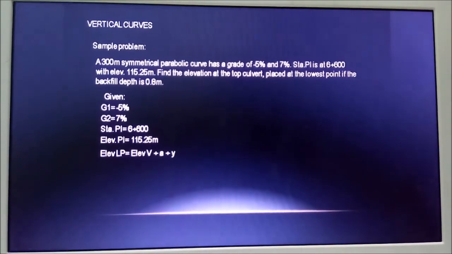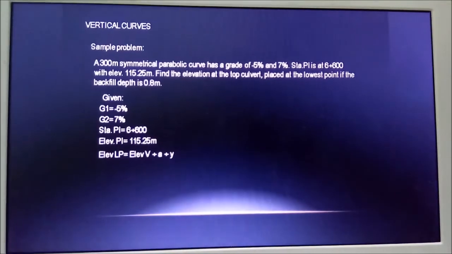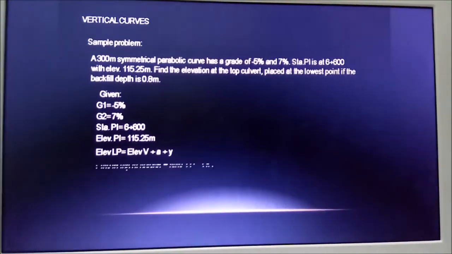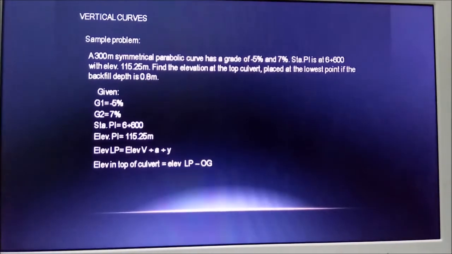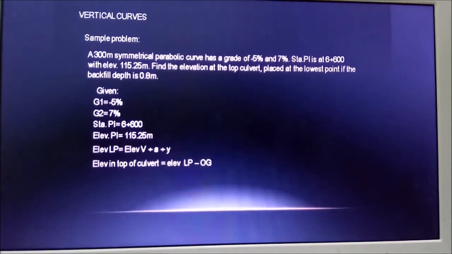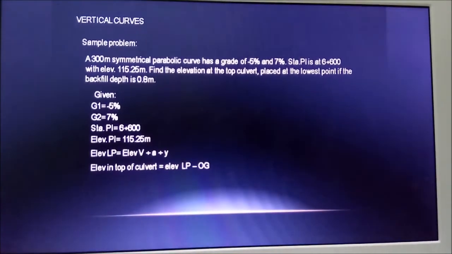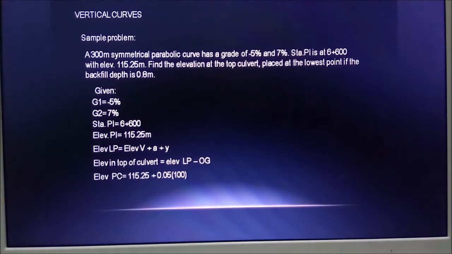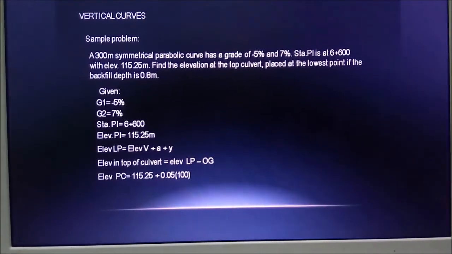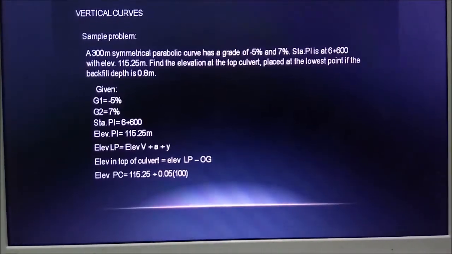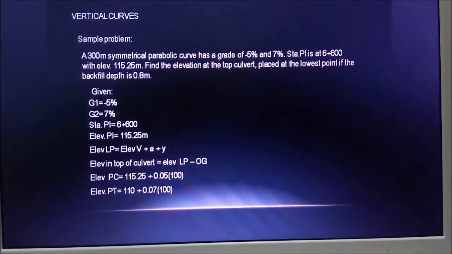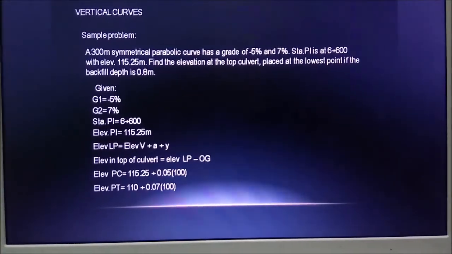Elevation at the lowest point is equal to elevation V plus A plus Y. Elevation at top of culvert is equal to elevation of lowest point minus OG. Elevation PC is equal to 115.25 plus 0.05 times 100. Elevation PT is equal to 110 plus 0.07 times 100.